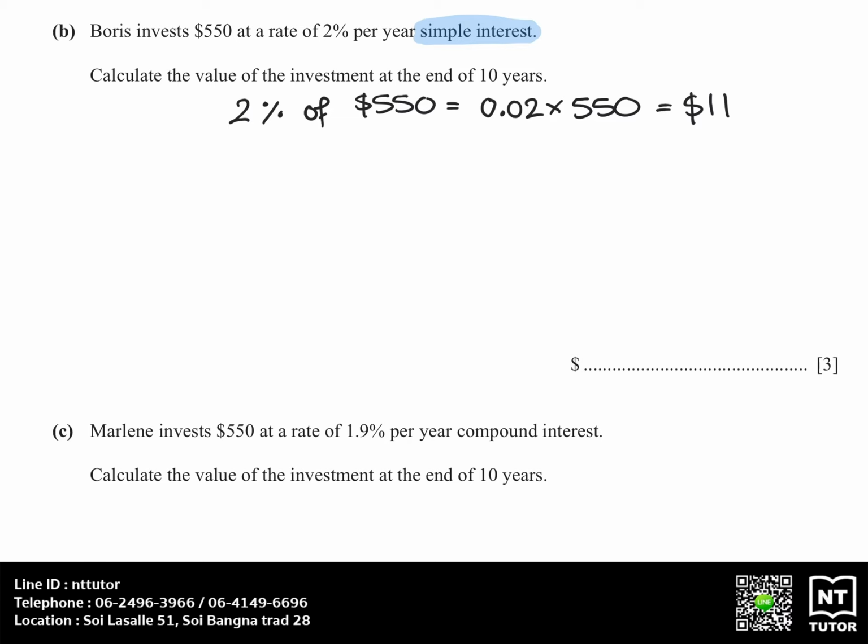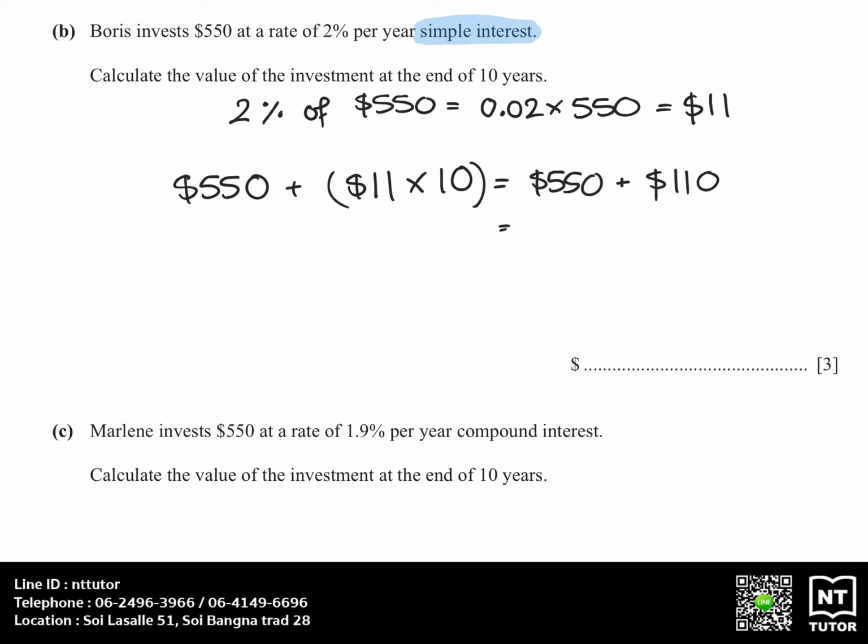This means that Boris will get $11 every year. So Boris starts with $550 in his account. He gets $11 every year for 10 years. So this means he gets $11 10 times, and this is equal to $550 plus $110, which equals $660. So the value of the investment at the end of 10 years is equal to $660.